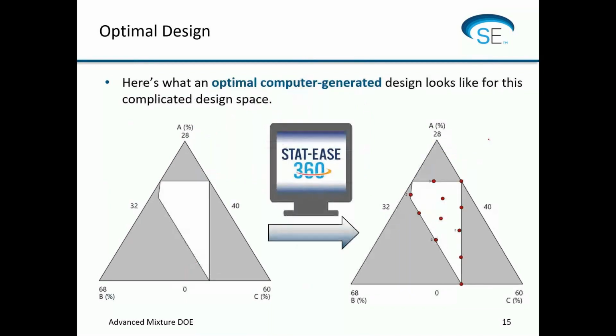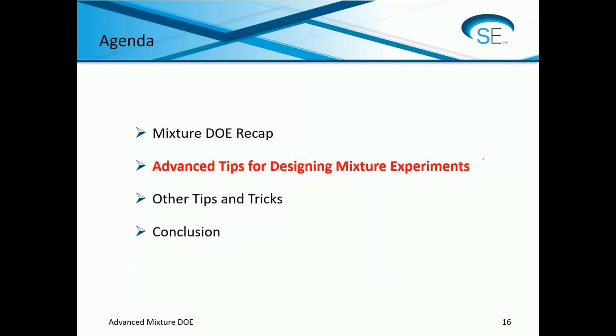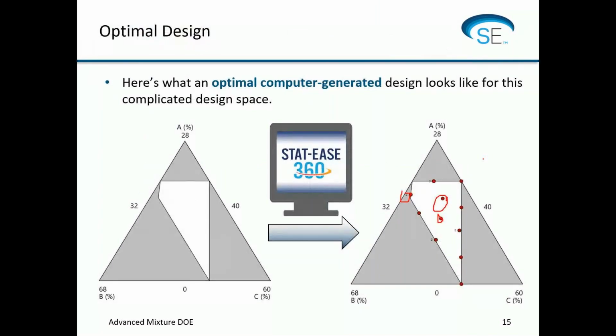So here's what an optimal computer-generated design looks like for this complicated design space, just to show you. If you use our software, you get something that looks like this, and I'll show you how to set this up in just a few minutes. You end up getting points along the edge, a point right in the middle, some other interior points, and some replicates, meaning points that you should do more than once. So this is what we end up getting here. Okay. And that's what we're going to move into now: how do I actually use the software to set up this type of design here on the right.